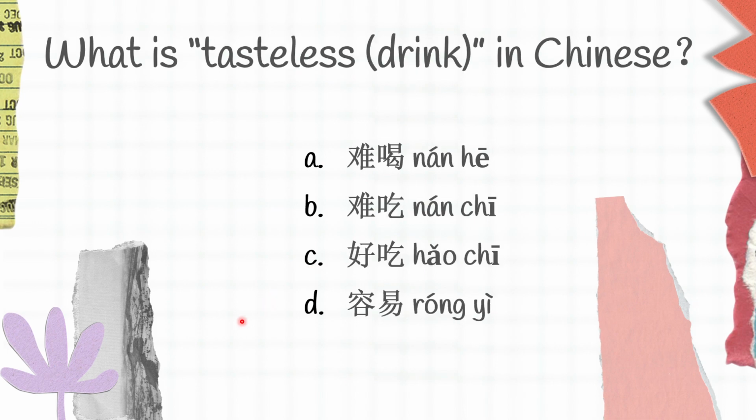The next one here, what is tasteless for drink in Chinese? So we have A. 难喝, B. 难吃, C. 好吃 and D. 容易. So which one do you think is the right answer here?